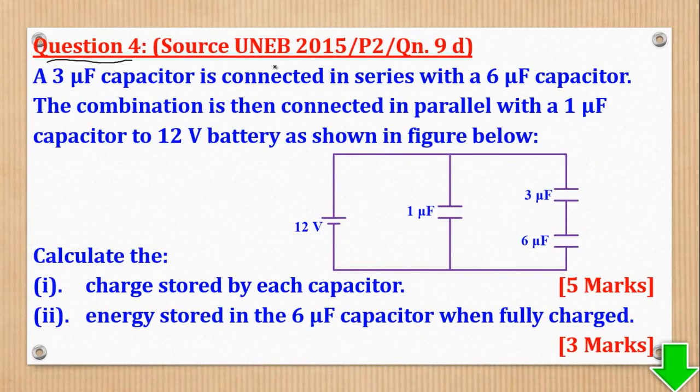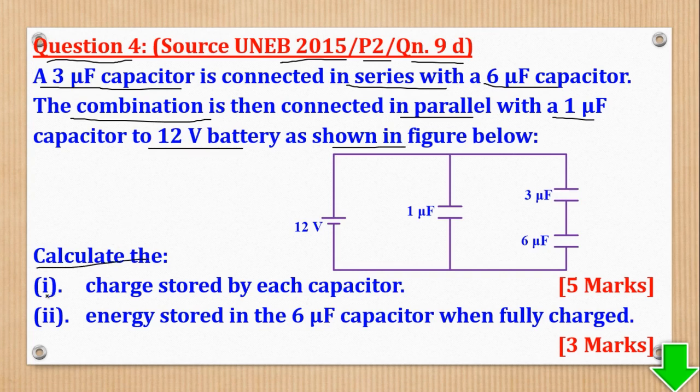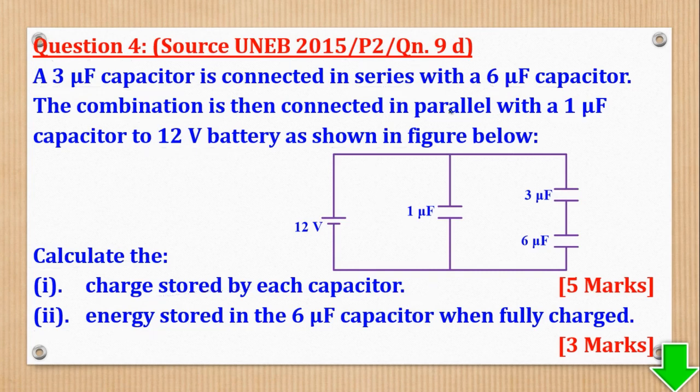Now we shall go to question 4, which came from UNEB 2015 paper 2 question 9D, and says a 3 microfarad capacitor is connected in series with a 6 microfarad capacitor. The combination is then connected in parallel with a 1 microfarad capacitor to a 12-volt battery as shown below. Calculate, Roman 1, the charge stored by each capacitor, and Roman 2, the energy stored in the 6 microfarad capacitor when fully charged. So here they have helped us by specifying which ones are in series. They have told us these are in series, and after that the combination is in parallel with this.